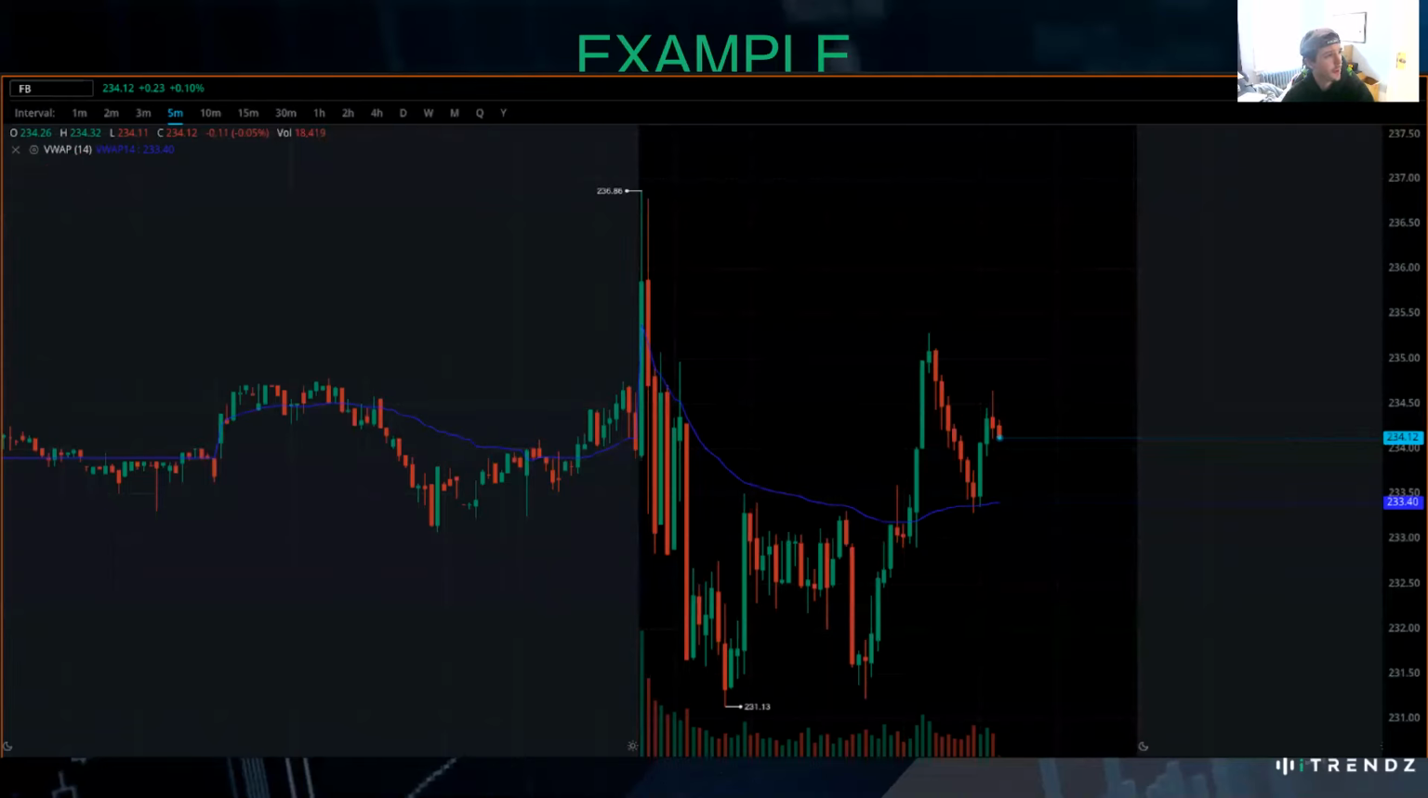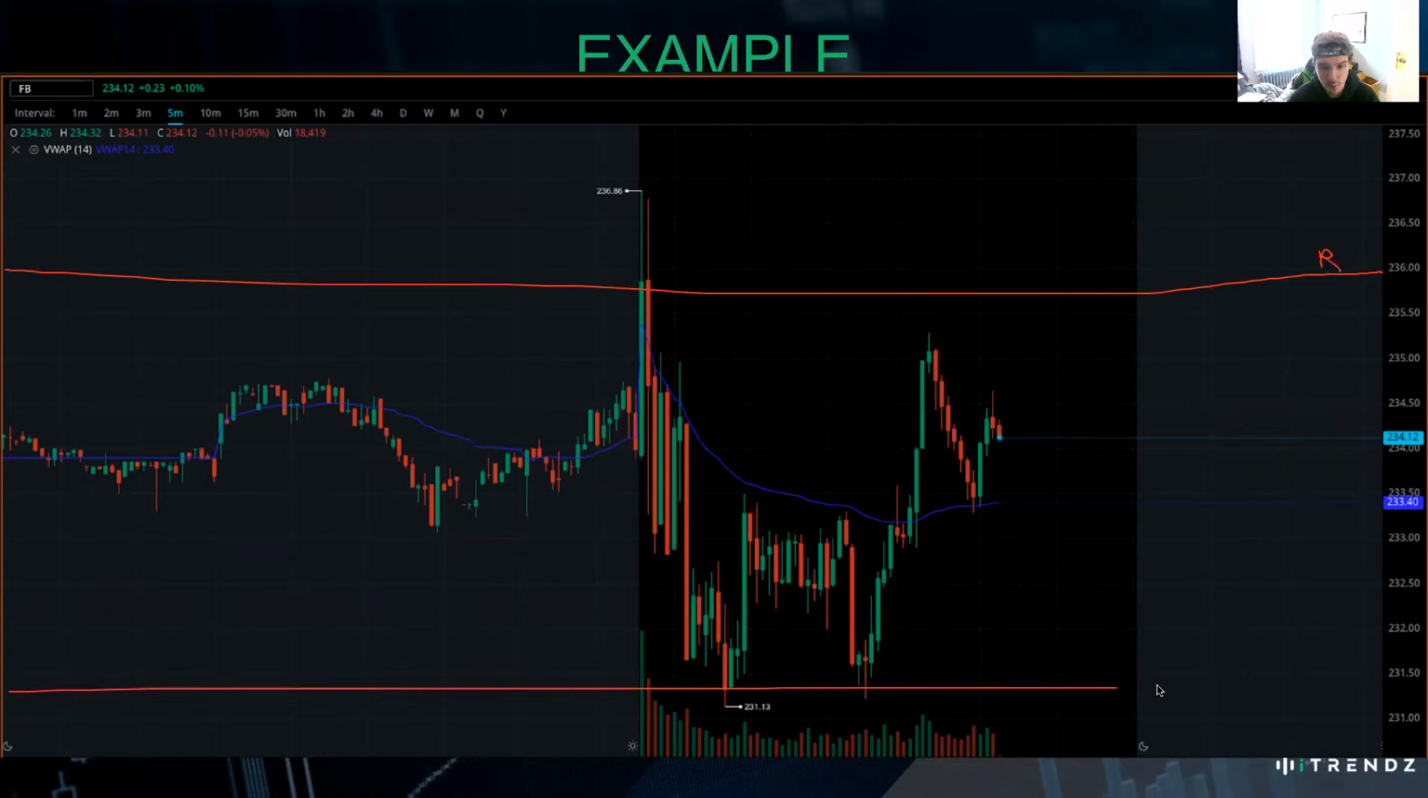So let me grab my pen here. Okay, so we're going to draw our resistance, and we're going to draw our support. Say you went short off a rejection off the resistance right here, and you traded it all the way down through VWAP. It broke VWAP, so you knew that the trend was weak. You're already in short off the resistance, so you're in the right position here, trading down through the VWAP, and it can't break. Notice how it can't break through the VWAP here. Every candle is closing underneath the VWAP, it can't break through, and then it trades down to your support.